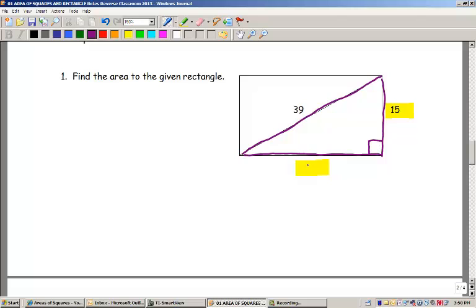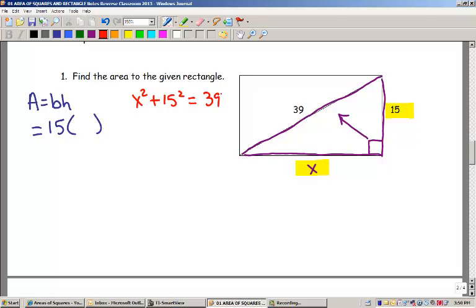So in this case, knowing that I have two of my sides given to me, we can just use a little Pythagorean theorem to help me figure out the value of this side here. So over here I'm going to write A is equal to B times H. Right now I know one of my dimensions is 15. I better figure out this second dimension. So by using the Pythagorean theorem, we got x squared plus the other leg squared, and that's equal to your hypotenuse squared. So we're going to end up with some pretty big numbers here.